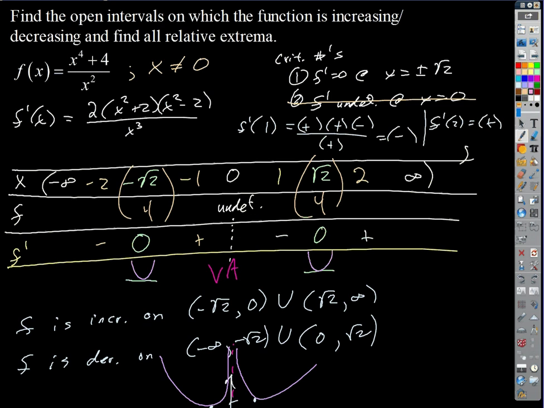The other thing we could have added to our table, and probably unnecessary, but I want you to see this, is a limit. We could have said, okay, what's the limit of our function as x approaches infinity? If we go back to earlier in the year, if we just look at the ratio of the leading terms, aren't I just getting positive infinity here? The limit of x to the fourth over x squared is just x squared. Infinity squared is infinity, so the limit as x approaches infinity is positive infinity.